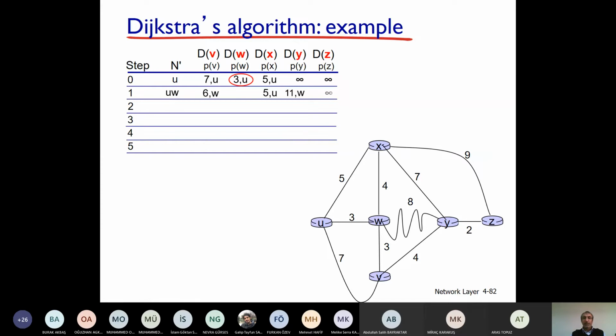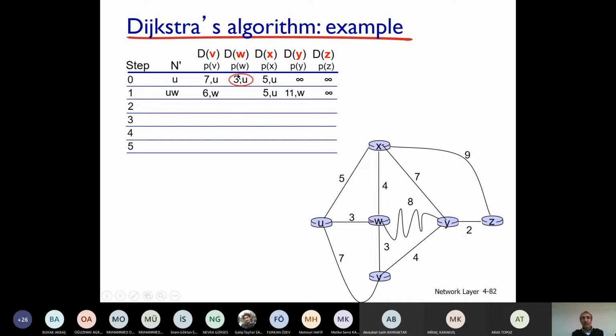And then we recalculate the current values because W now has a link to U. So the new current value of cost between U and V, initially it was 7, but now we have a lesser cost. We can reach V over W now because we added W to the network. So 3 plus 3 is now 6, which is less than 7. So that's why the new value for D of V is 6. In this path, what's the predecessor node? The node just before V is W, of course.